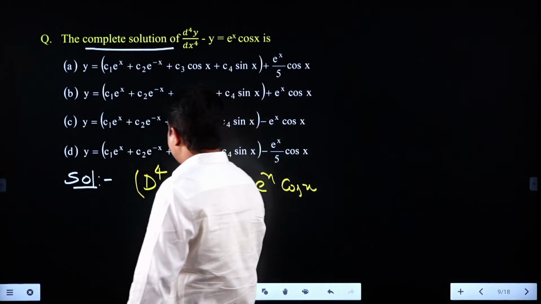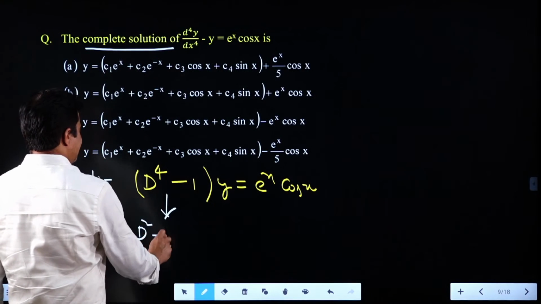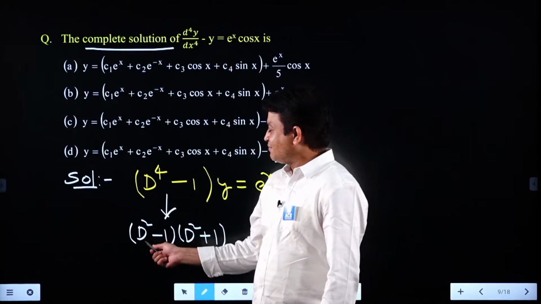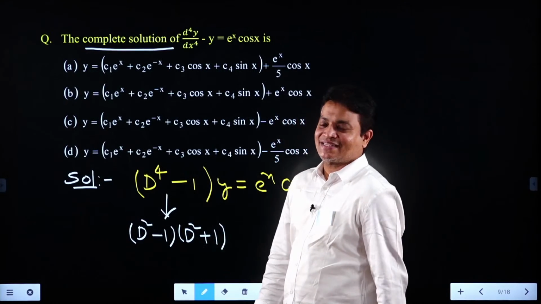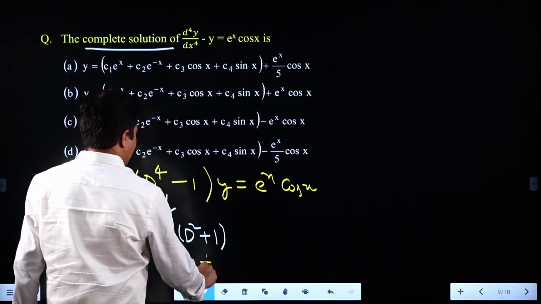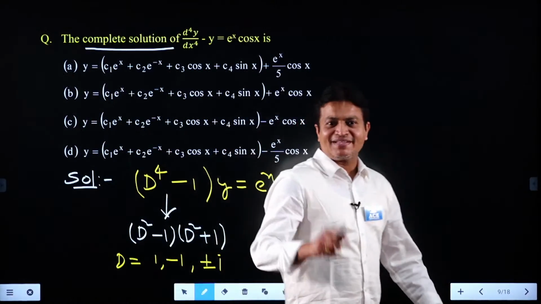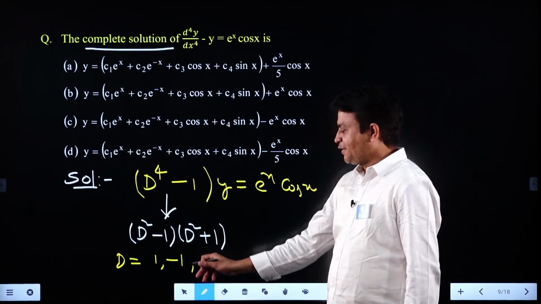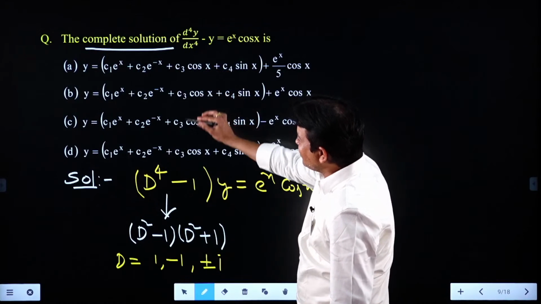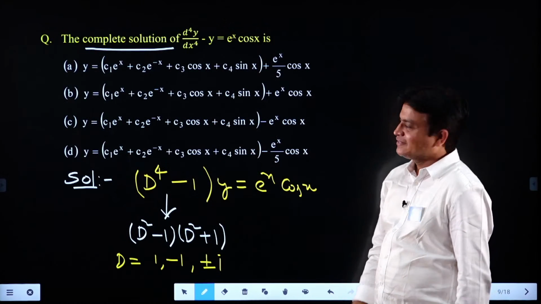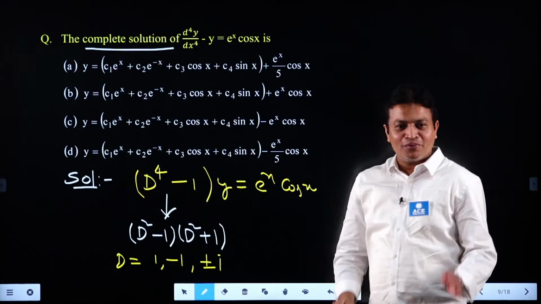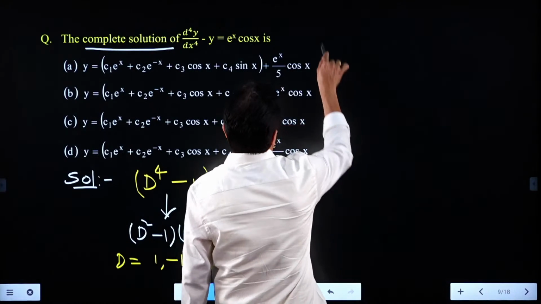As usual, factors and roots are important. Here D square minus 1, D square plus 1. Factors: it is nothing but D plus 1, D minus 1, D plus i, D minus i. That means the roots are coming 1, minus 1, plus or minus i. Based on them, C1 e power x, C2 e power minus x, C3 cos x, C4 sin x. You observe, in every option it is commonly given. So no need to write the YC part, it is there in every option. Only the YP part you should be very conscious about now. Okay.